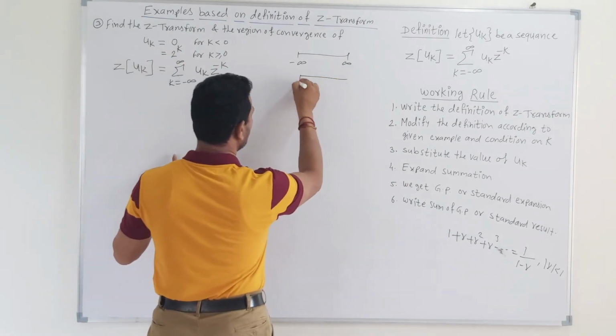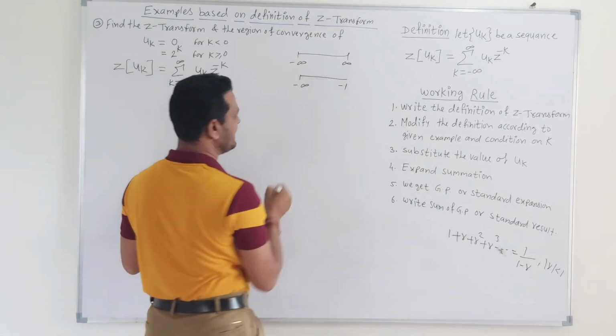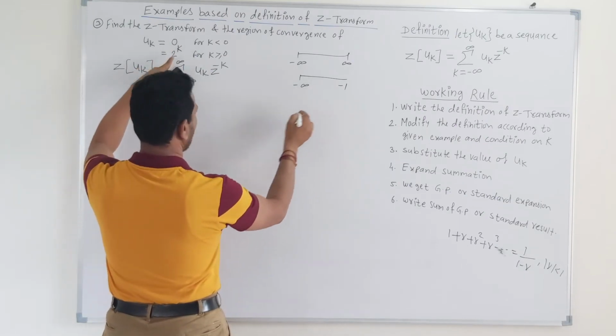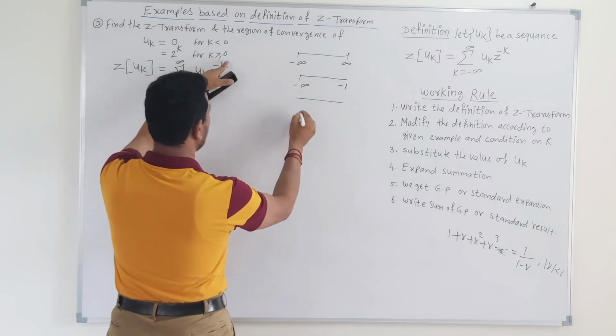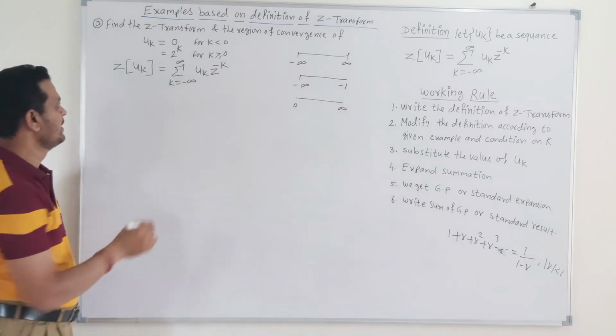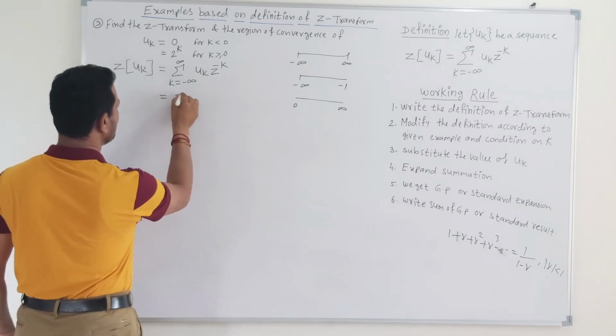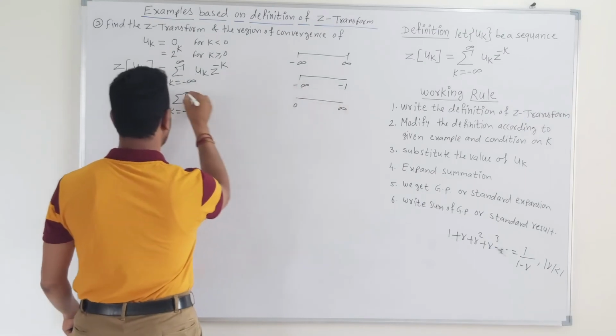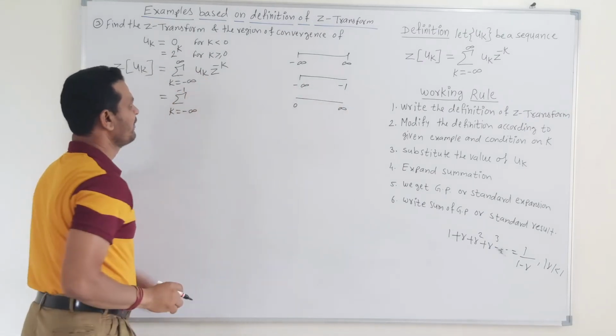For k less than 0, that means from minus infinity to minus 1, the value is 0, and for k greater than 0, that means from 0 to infinity, the value of the sequence is 2 raised to k. That means we can modify this sequence as k from minus infinity to minus 1, then the value of uk.